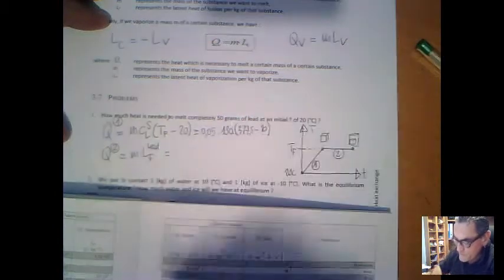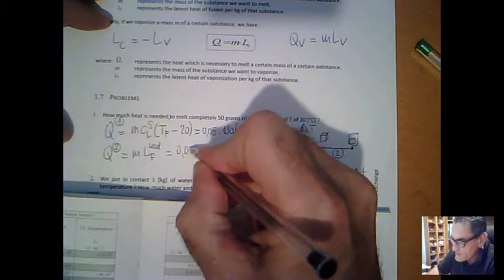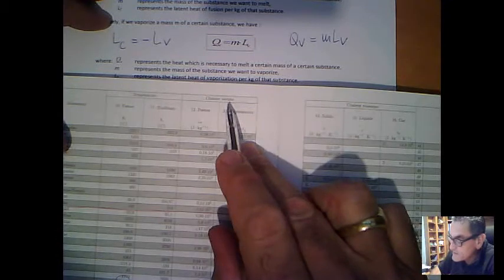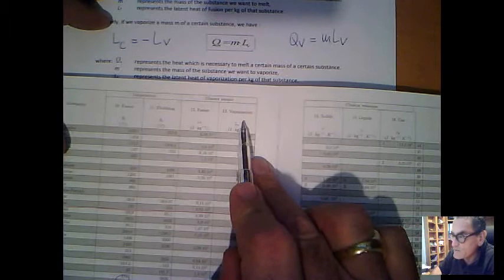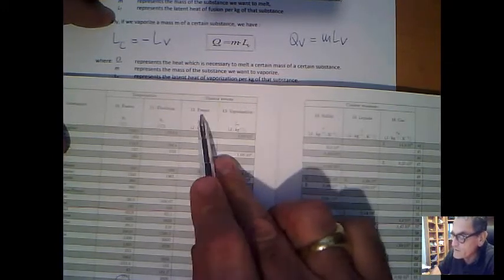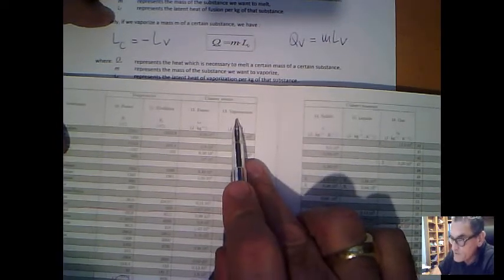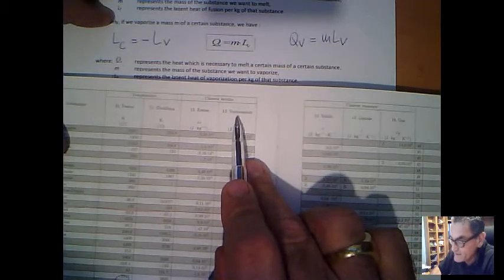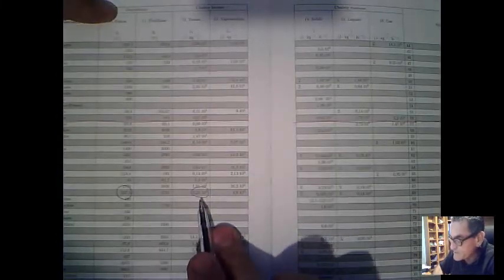Now, the second value we need is the mass, again 0.05, times the latent heat. And you see you have the latent heat of fusion here, and you have the latent heat of vaporization. The latent heat of fusion is for when you want to go from a solid to a liquid, and the latent heat of vaporization is when you go from a liquid to a gas. So we are going to take the fusion one, and you have the value for the lead down here.